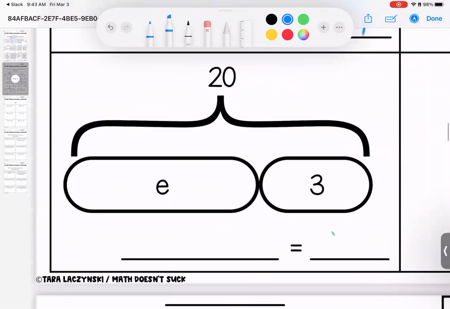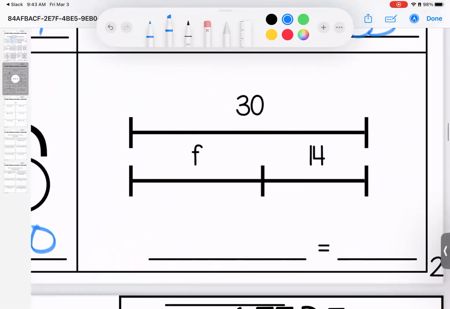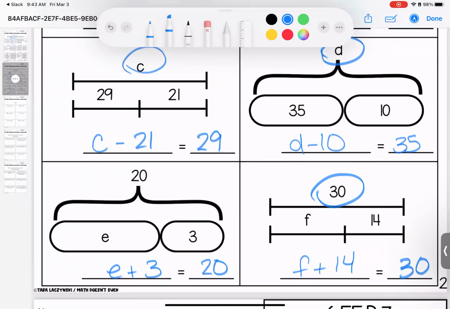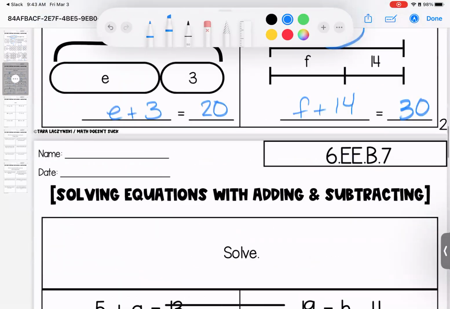Here, altogether is 20. And how did I get that? I put together e and 3. Altogether is 30. How did I get that? I put together f and 14. Any questions on these? Bring them with you to class.